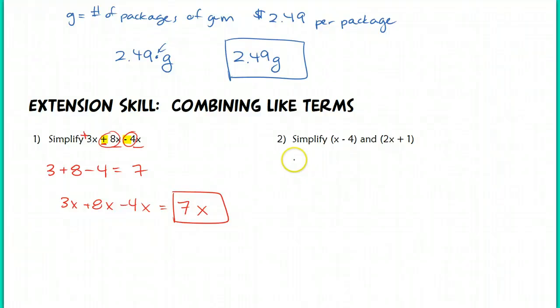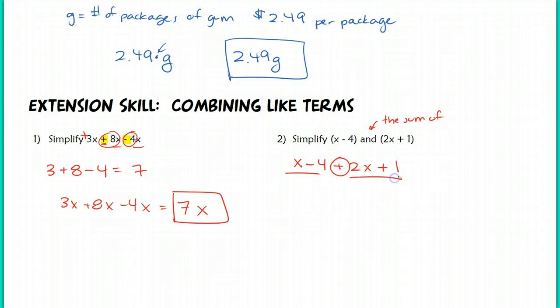Alright, the next one says to simplify x minus 4 and 2x plus 1. I'm going to rewrite this as x minus 4 and then plus 2x plus 1. I should write the sum of. Let's take the sum of it. Okay, so that's why I'm adding the two expressions here.